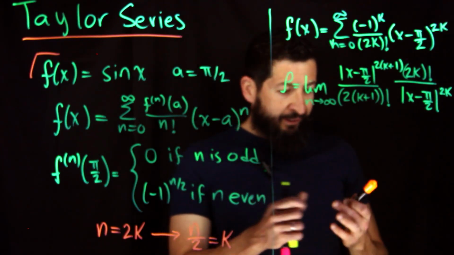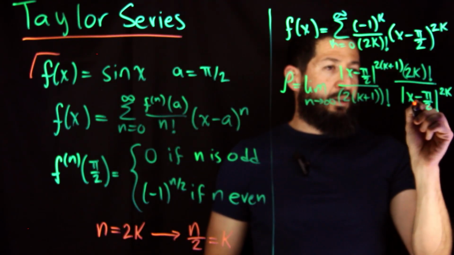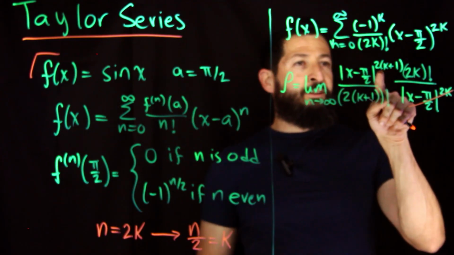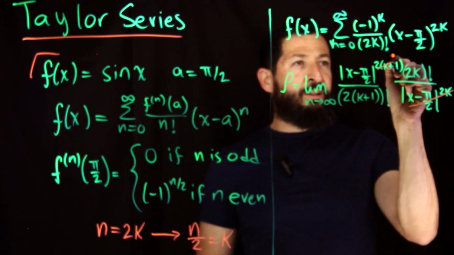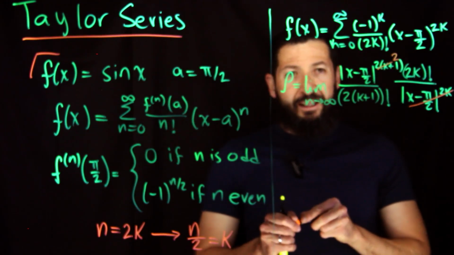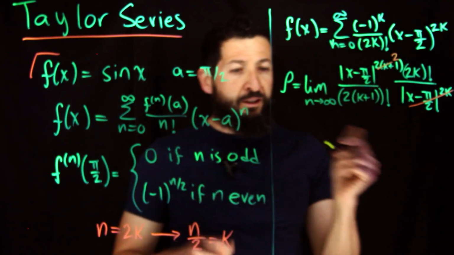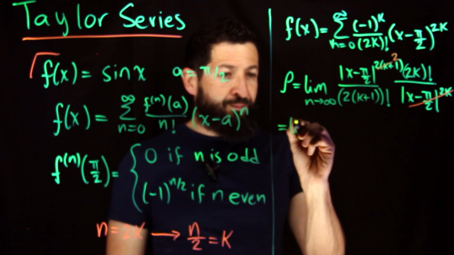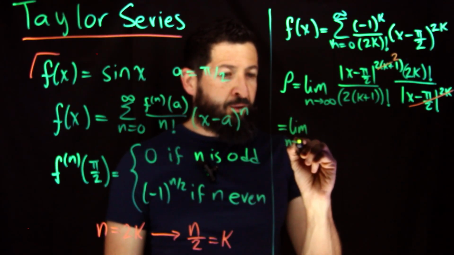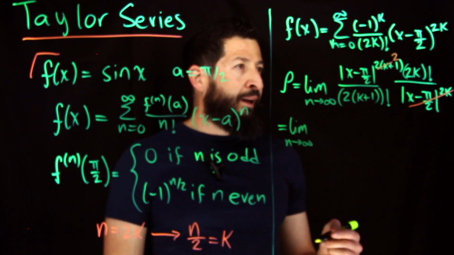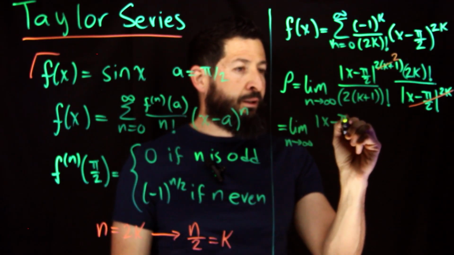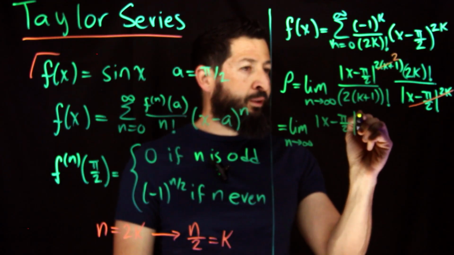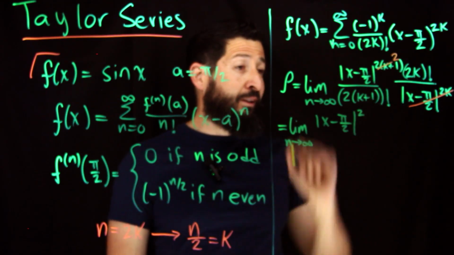Alright, so things that do cancel. So when I cancel this 2k, this is 2k plus 2. So I cancel a 2k of that, and so the exponent is going to be a 2 there. That was no problem. So that's going to be the limit as n goes to infinity. And now I'm going to have x minus pi over 2 to the 2k, to the 2, sorry, that's the one that's left over.